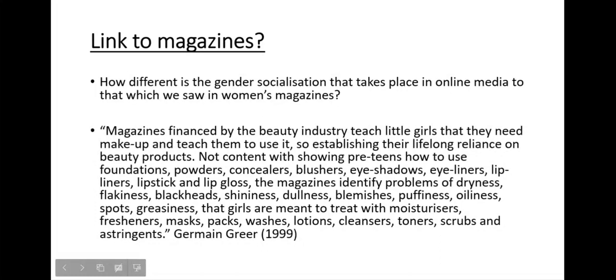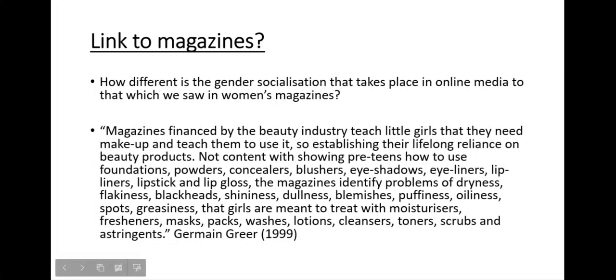Not content with showing preteens how to use foundation, powders, concealers, blushes, eyeshadows, eyeliners, lip liners, lipstick, and lip gloss, the magazines identify problems of dryness, flakiness, blackheads, shininess, dullness, blemishes, puffiness, oiliness, spots, greasiness, that girls are meant to treat with moisturizers, fresheners, masks, packs, washes, lotions, cleansers, toners, scrubs, and astringents.